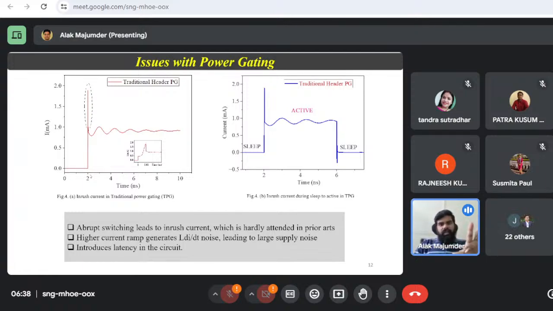The same figure is replicated on the right hand side also. Here at 2 nanosecond, I have turned it from off to on. At 6 nanosecond, I have turned it from on to off. In both cases, if you see, current is settling down around 1 milliampere. But see, during the instantaneous switching, current has doubled. It has gone up to 2 milliampere.